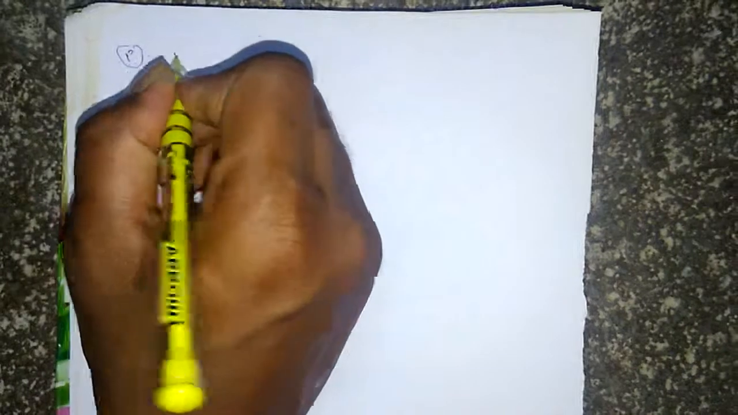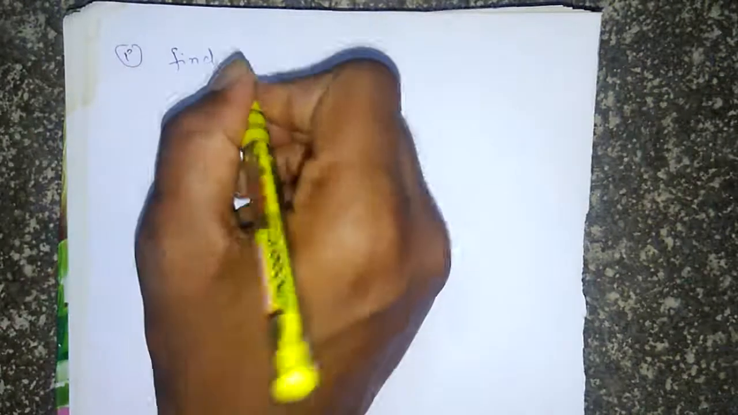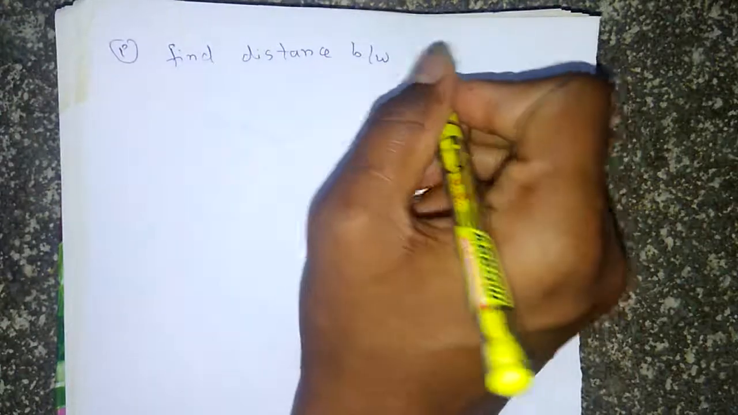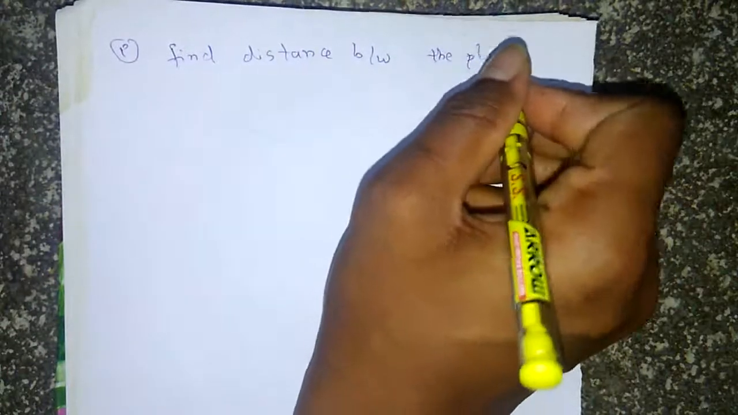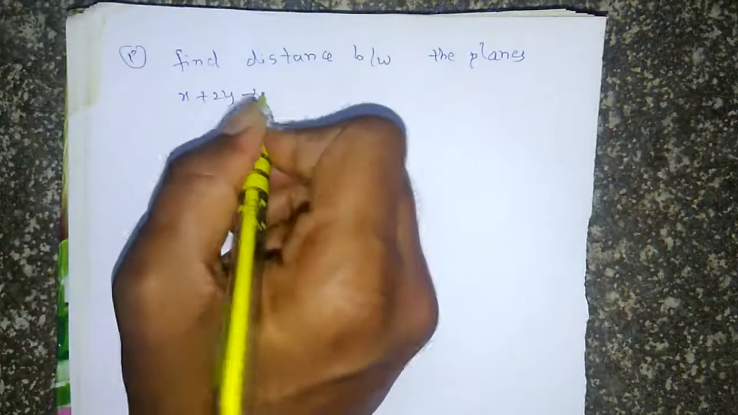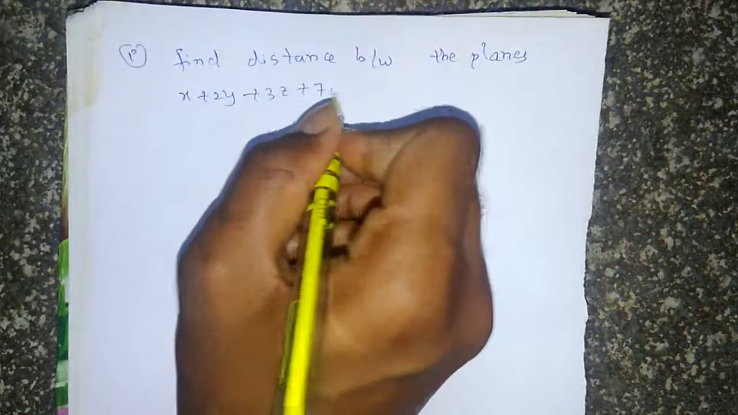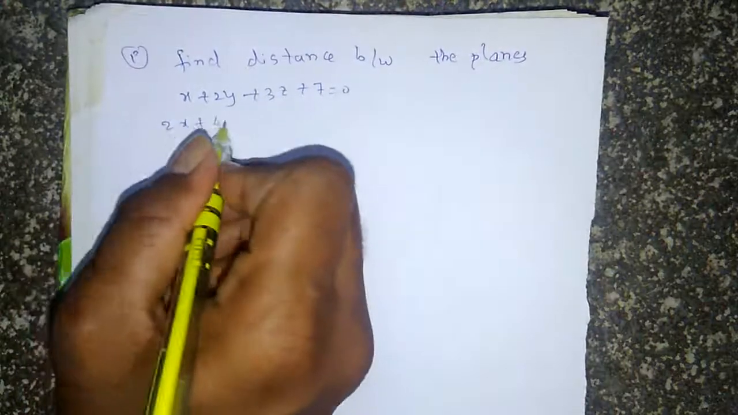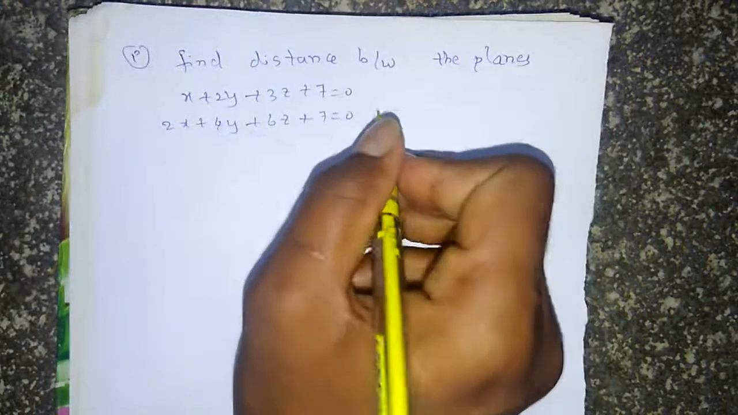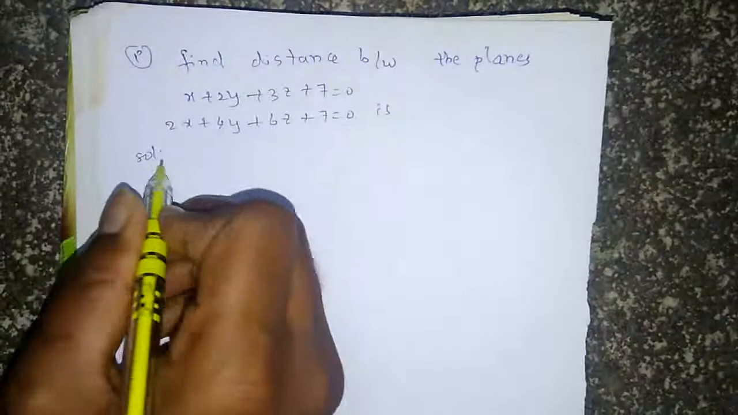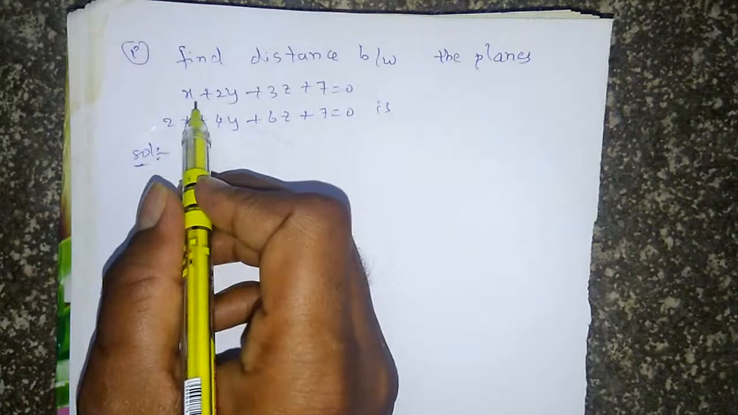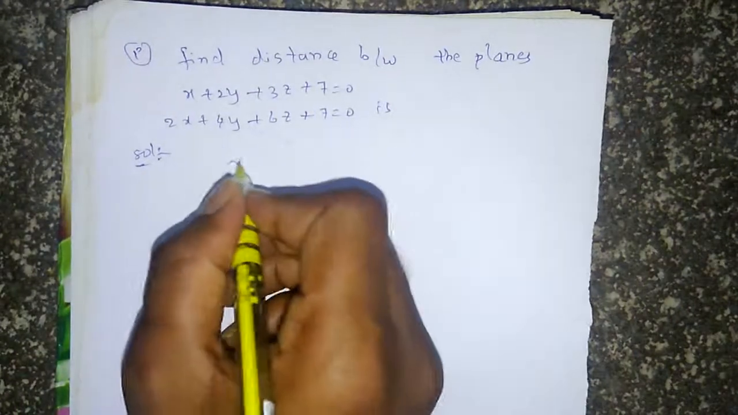So our next problem is find the distance between the planes x plus 2y plus 3z plus 7 is equal to 0, and 2x plus 4y plus 6z plus 7 is equal to 0. So generally we have to find the distance between parallel planes. Here the first plane is x plus 2y plus 3z plus 7 is equal to 0.